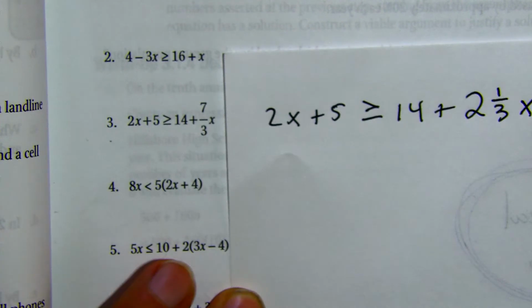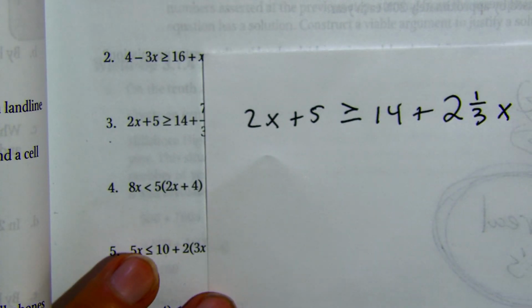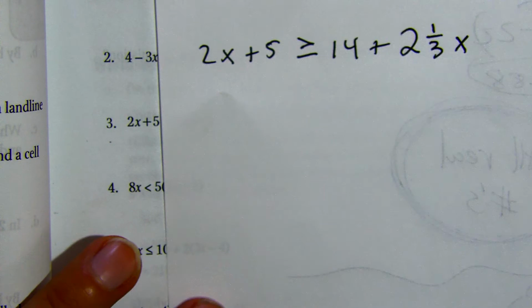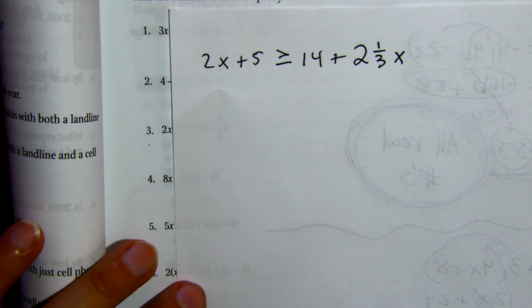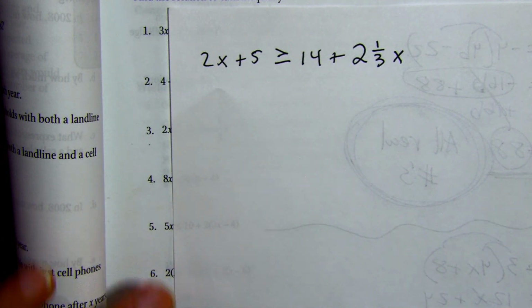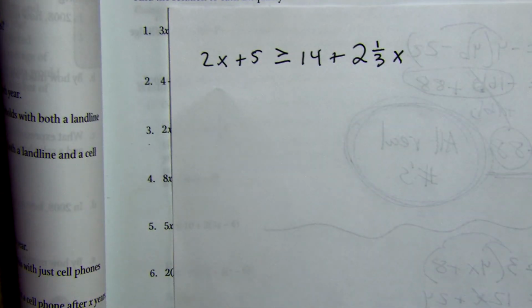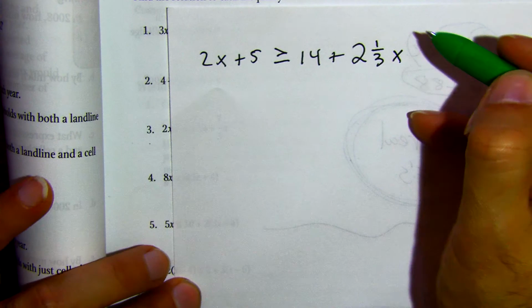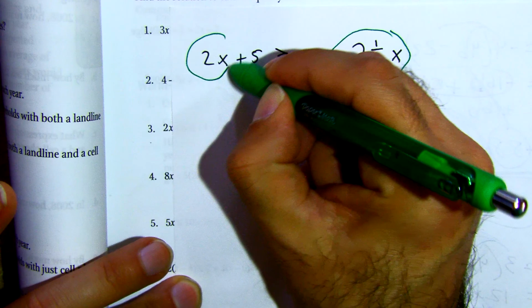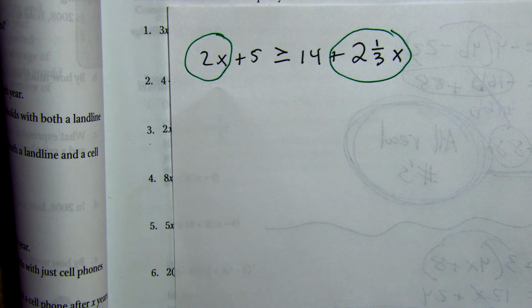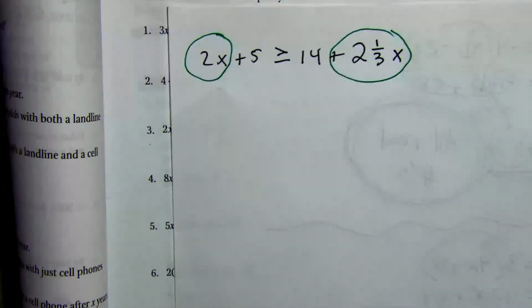But here it's helpful to put it as a mixed fraction, because now I look at this and I know that I want to move either this positive 2 1/3 x, or I want to move the 2x to one side or the other. So which side? Which should I move? Should I move the 2x or the 2 1/3 x? What do you think? Nice, Evie. Anyone else want to take a guess? Nice, Ava.